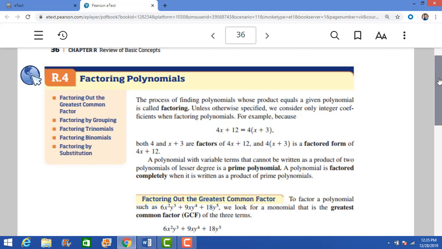Okay, so the process of finding polynomials whose product equals the given polynomial is called factoring. And this is the same thing that we do when we factor numbers, right? If we take a number, let's say 12, and we want to find two factors of 12 that multiply to equal 12, that's factoring, right? So what we're going to do is treat polynomials like real numbers, we just don't know what they are, and we're going to factor them the same way. We're going to look for two other polynomials that when we multiply them will give us the polynomial we started with. Okay?